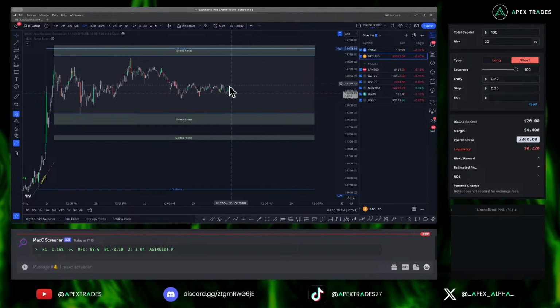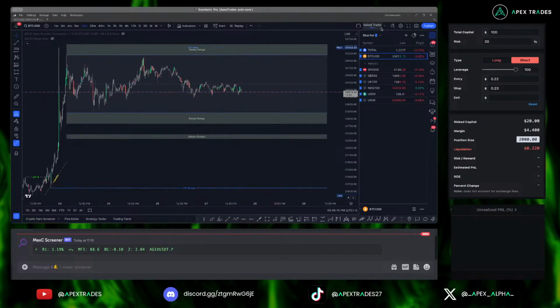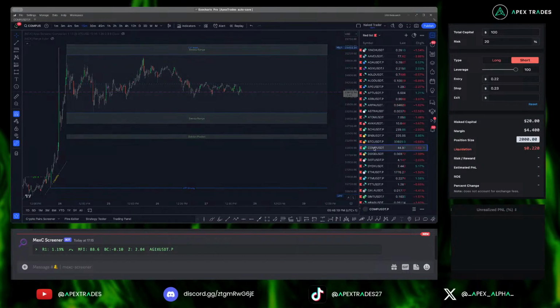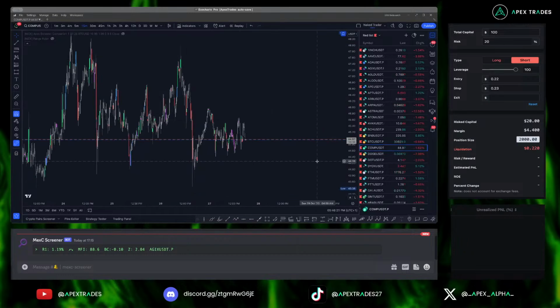But Bitcoin, if price comes up to here, I'd happily take a short in the sweep range, sweep the liquidity, come back into the range, come down here, take a long, come back into the range. We'll see a lot of this kind of thing, I think, over the next few days, maybe weeks. But in the meantime, I'm really only focused on, go back to my red list, on where we are with alts.